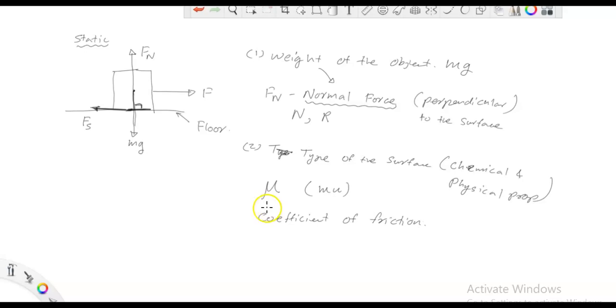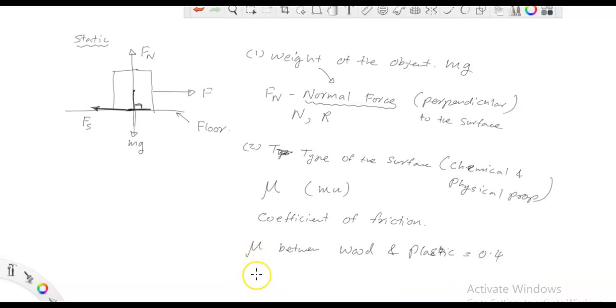So for an example, we can say mu between wood and plastic is 0.4, something like that. Let's say you're trying to push this plastic drawer, assume that it has a plastic bottom. You're trying to push it against a wooden surface. This is the coefficient of friction that is there between these two surfaces.